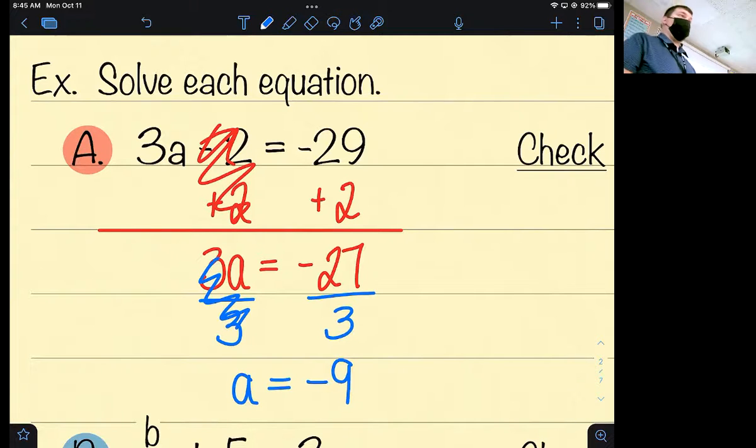Tonight's homework is going to be integer problems. That's why I think you could get a head start on it tonight. That's not super difficult to do. I just have to make sure I'm doing the right order. I have to make sure that I'm getting rid of the constant term before I get rid of the variable coefficient.